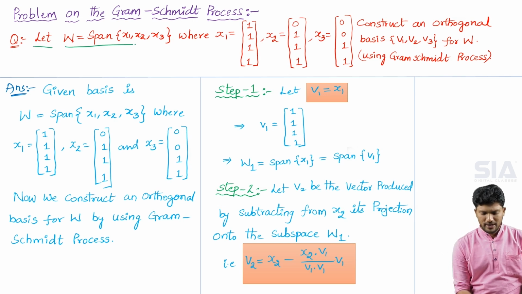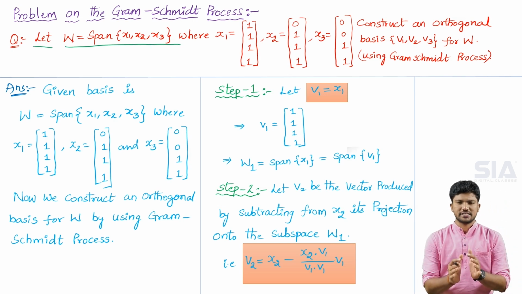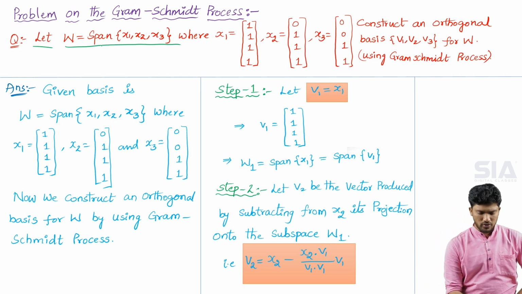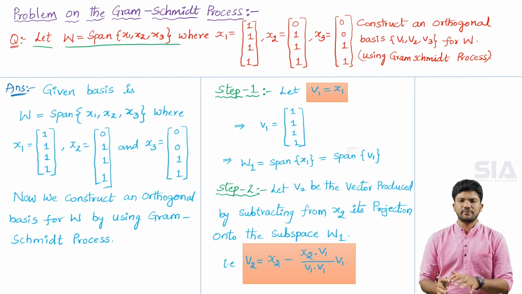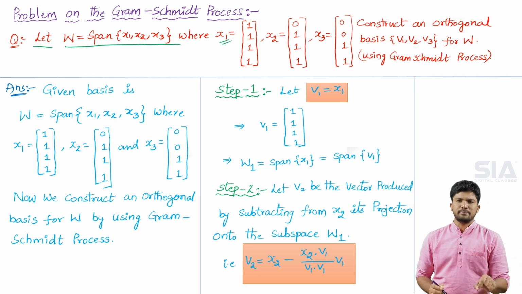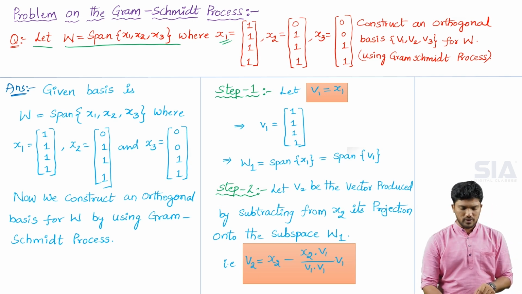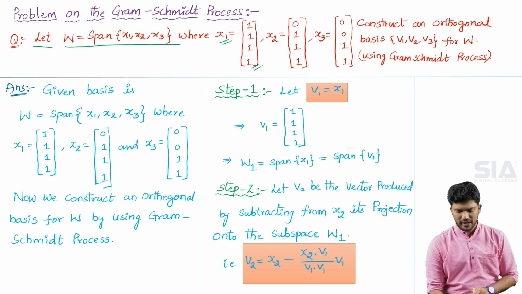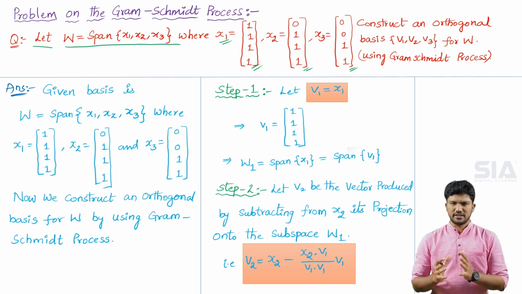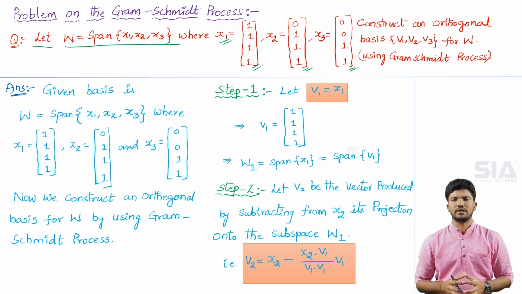Let capital W be the span of x1, x2, x3, a basis, where the first vector in that basis is x1 = (1, 1, 1, 1), a column matrix. The second vector is x2 = (0, 1, 1, 1). The third vector is x3 = (0, 0, 1, 1). In this format, we have three vectors in the basis of the subspace capital W.